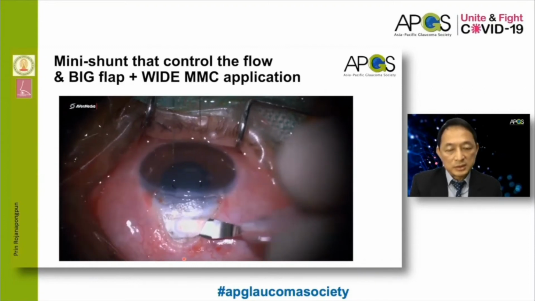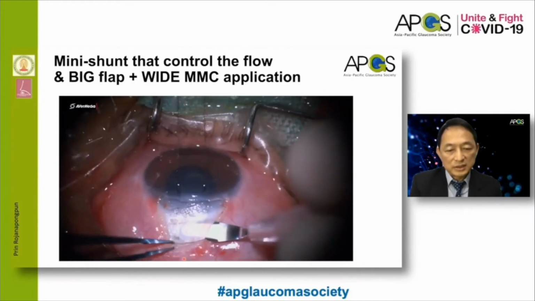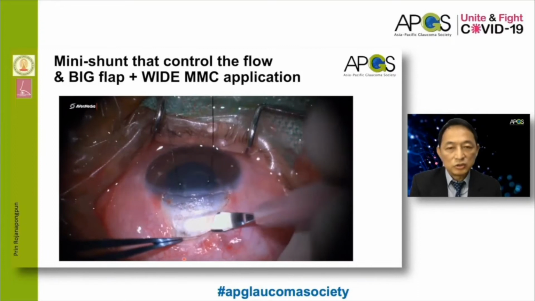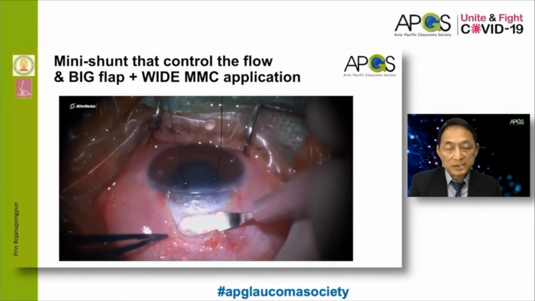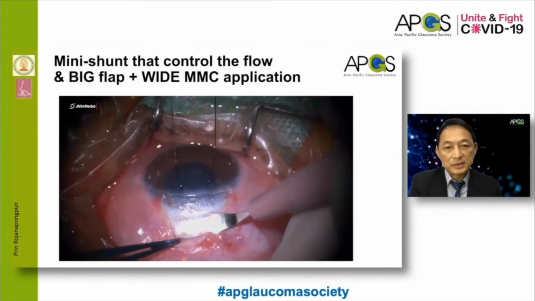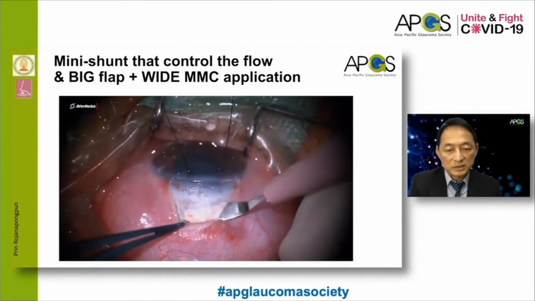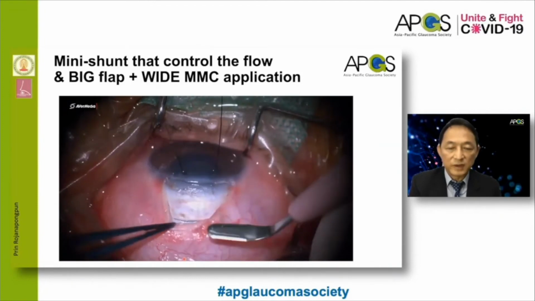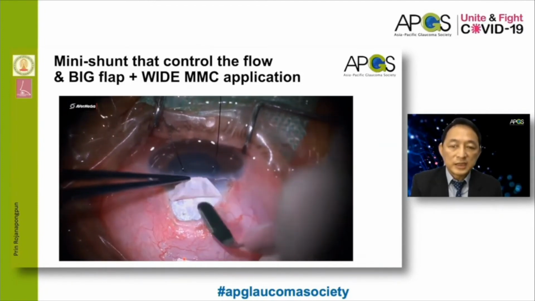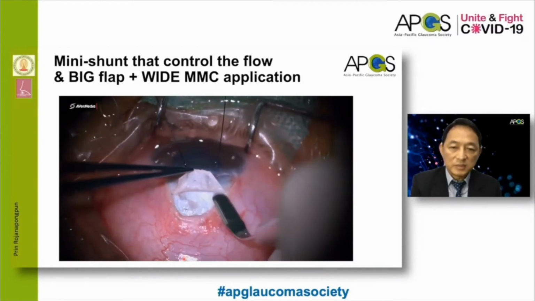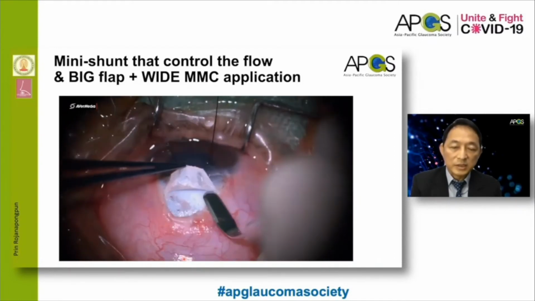So this is creating a flap using a crescent knife, doing more or less half thickness. Creating a big flap is actually quite easy, quite simple. Dissect the half thickness sclera and then just lift off the scleral flap. So this is the flap that we make. Instead of doing a standard trabeculectomy, a sclerectomy and iridectomy, I have stopped doing that.